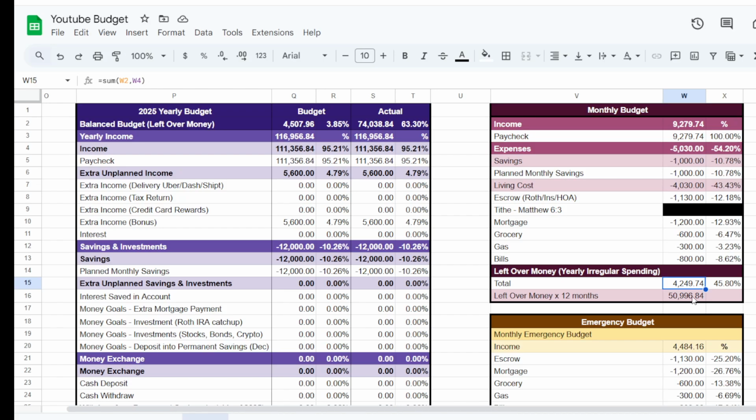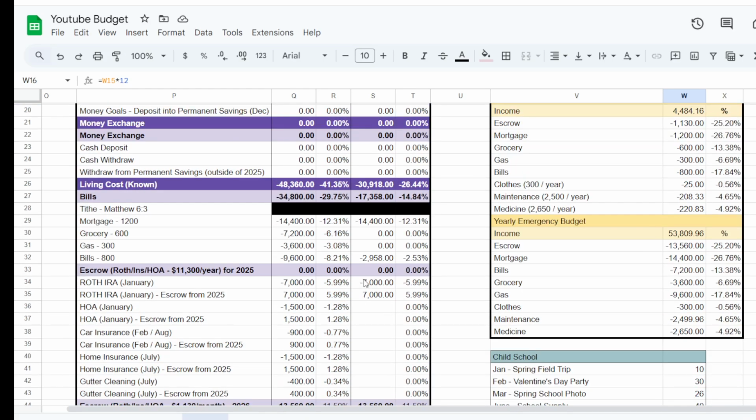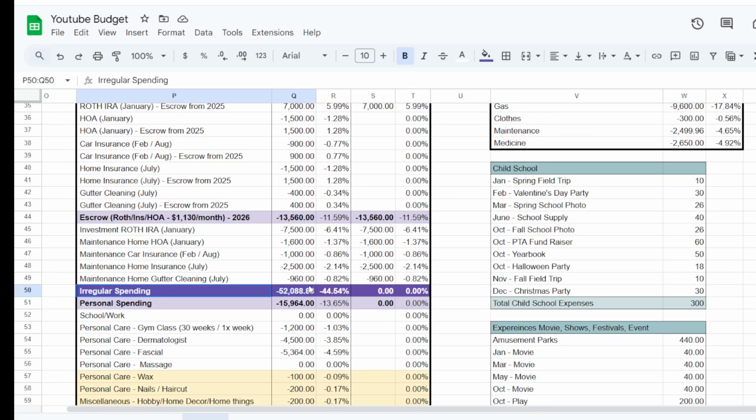When you subtract all my known expenses, the leftover money should be $4,249.74. And when you multiply that number by 50, that number should cover my irregular expenses because this was not accounted for in my monthly expenses. As you can see, 50,000 and 52,000, they're not the same. So I'm over budget by 2,000.